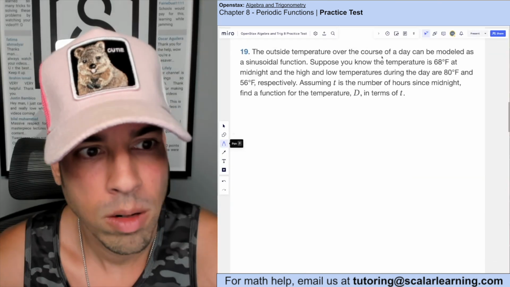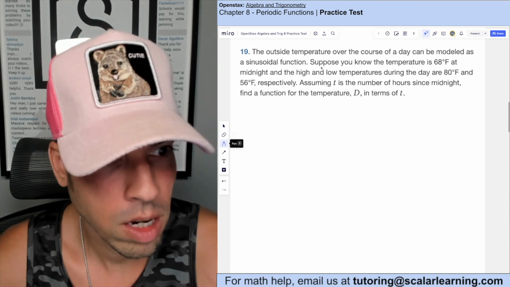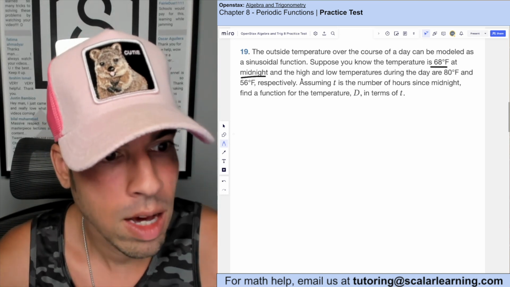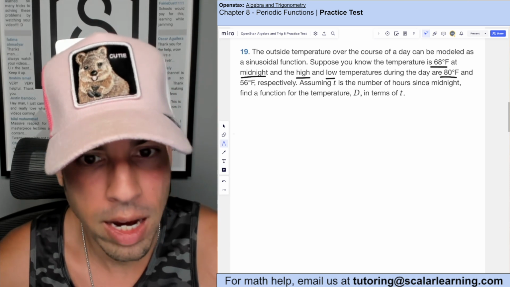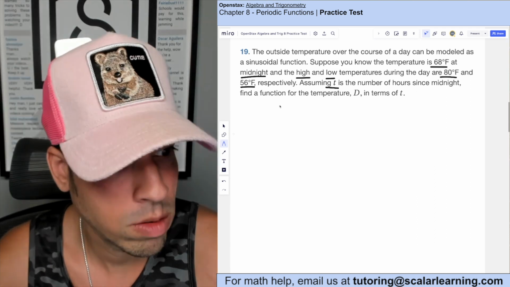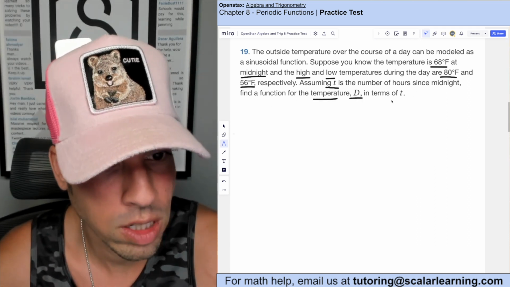Done. The outside temperature over the course of a day can be modeled as a sinusoidal function. Suppose you know that the temperature is 68 at midnight, and the high and low temperatures during the day are 80 high and 56 low, respectively. Assuming t is the number of hours since midnight, find a function for the temperature d in terms of t.